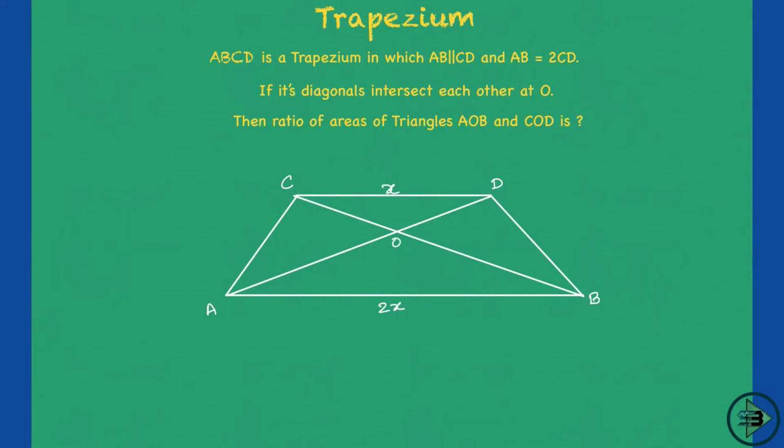Ratio of the area of triangle AOB to COD. Okay, which triangles am I talking about here? Let's just paint AOB. AOB, this yellow triangle, you can see it, and COD. COD means I'm talking about which triangle now? This red one. Okay, AOB and COD, this yellow and then red triangle is what I'm talking about. What is the ratio of their areas? Okay, so this is where you will use the concept of similarity and go ahead and solve this problem.